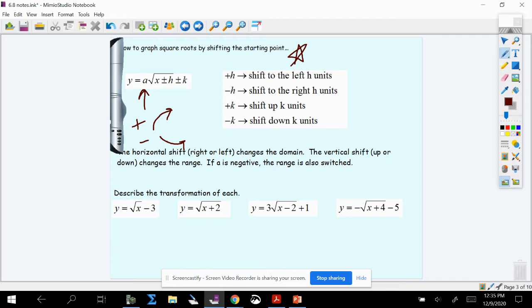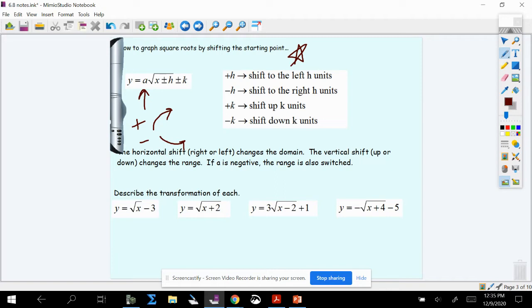Now, as I shift these graphs, it is going to change things like domain and range. As I said, I'm not going to really focus on that very much. Your horizontal shift will change the domain. Your vertical shift will change the range. And then if A is negative, that also changes that range as well. So the first couple problems on here are just descriptive.